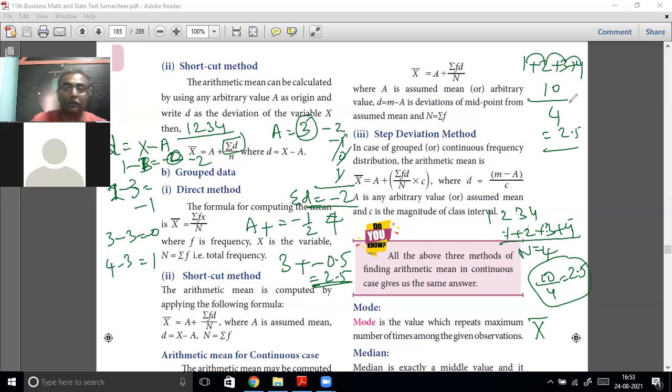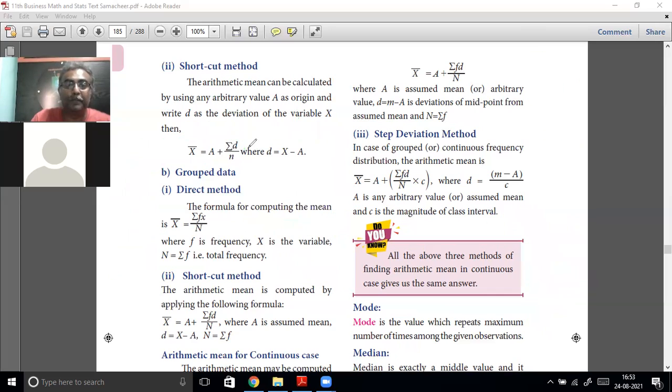Shortcut method will not look like a shortcut when you have only 4 pieces of data. When you have 50 pieces of data, then the shortcut method will be short. When you have 5 or 10 pieces of data, the regular method will be okay. That is the discrete data method. Regular method is just count everything and divide it by the number of items.